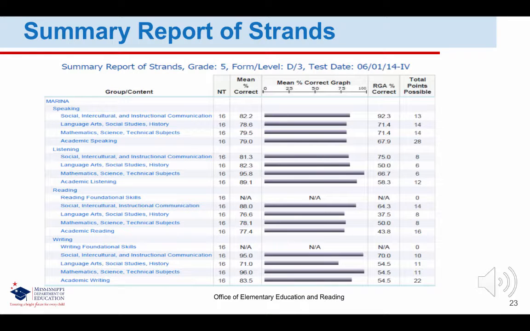Summary report of Strands. This 5th grade summary report of Strands indicates a group's performance on each area of the test and the test form administered to them. Roster data within each content area is available when the user clicks on the content link. Note that foundational skills for reading and writing are measured in grades K through 3 only, so they're not shown for this 5th grade report.